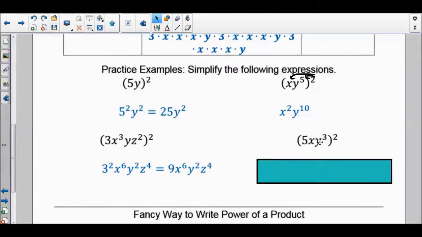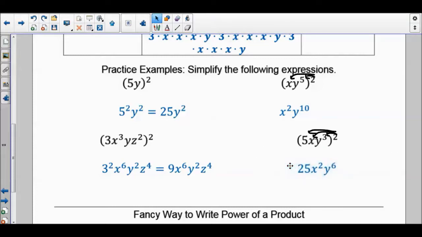Alright, our last one on this page, we have 5xy cubed, and it's raised to the second power. Again, we're going to take that 2, and we need to distribute it to every single piece, right? To our 5, to our x, and then to our y. So then if we look at what that's going to look like, we'd have 5 squared is 25, x to the first power raised to the second power would just be 1 times 2 gives us 2, and then y to the third to the second power, 3 times 2 gives us 6.